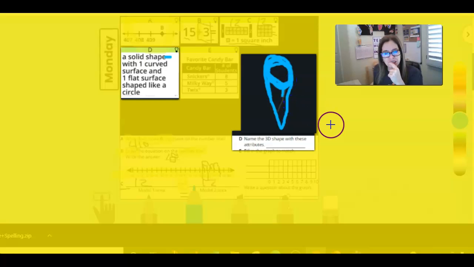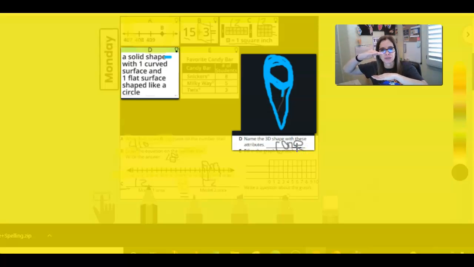So what would you call that shape? All right. I might agree if you said cone. It's not a cylinder because a cylinder has a top flat surface and a bottom flat surface. And if you're not sure what a cylinder is, look over there at those wipes that we use to sanitize our classroom. That's a cylinder.